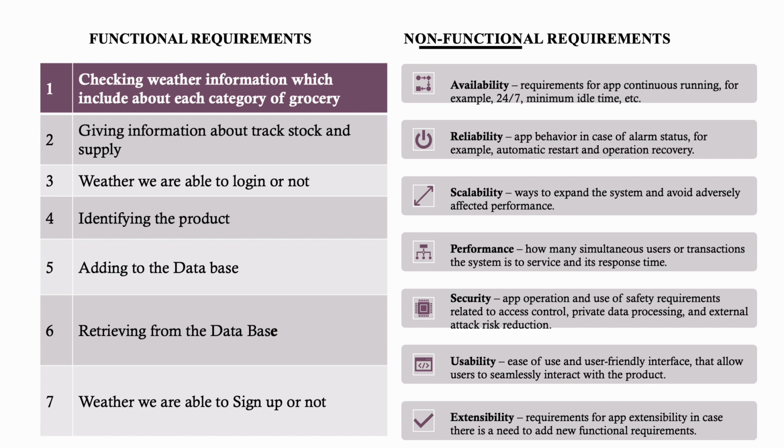Non-functional requirements are the requirements which are not highly required. Those are kind of aesthetics to the application, whereas functional requirements are the basic functions that need to be carried out by the application. The non-functional requirements are availability, meaning the app must run continuously, for example 24/7, reliability, scalability, performance, security, usability and extensibility.